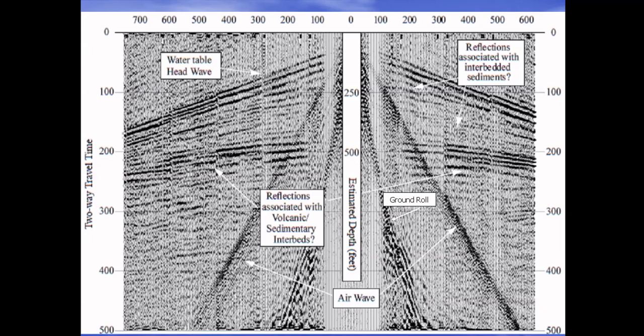Here you can see a lot of noises: refraction, reflections, head waves, ground rolls, air waves. These are normally your noise. This is ground roll, air waves, but this prominent reflection is from interpreted sediment, and this is the water table or head waves, and this one sharp reflection can be associated with volcanic sedimentary interbedded rocks.